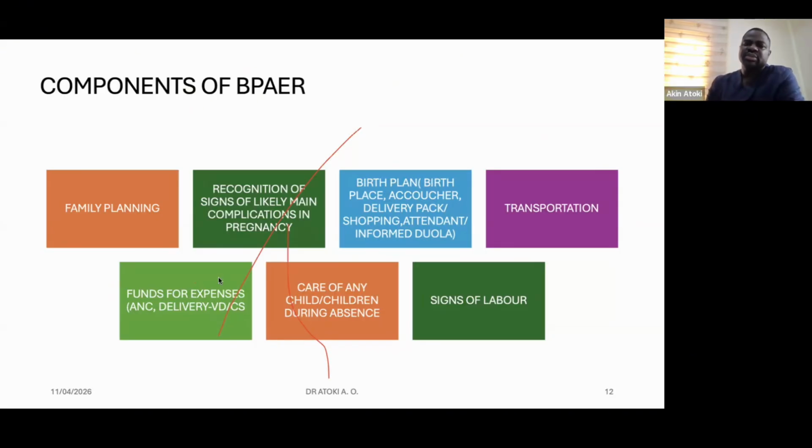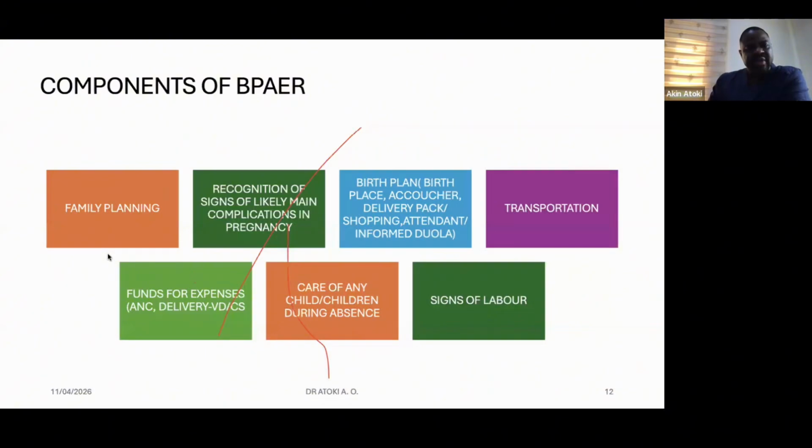Arrangement for transportation is very important. We don't expect a woman in labor to be the one driving herself to the hospital. It's very dangerous, driving, having contractions and slamming brakes can be very dangerous. That would not be a maternal death, God forbid, if you understand my definition of maternal death, you will know that accidents are not included as maternal deaths. So don't drive when you're in labor.